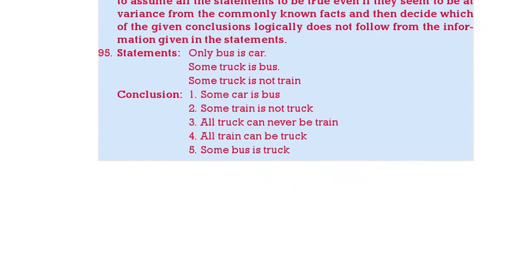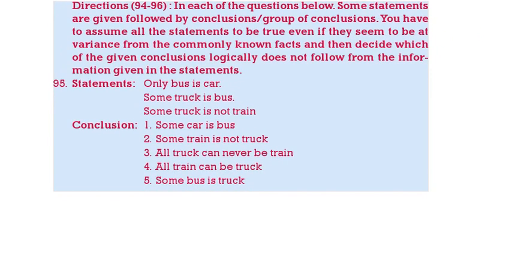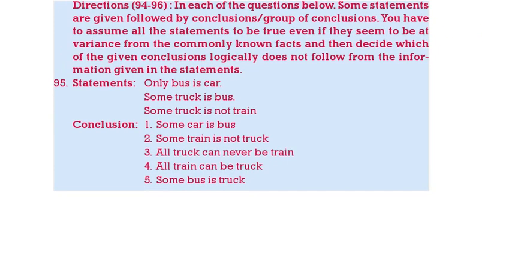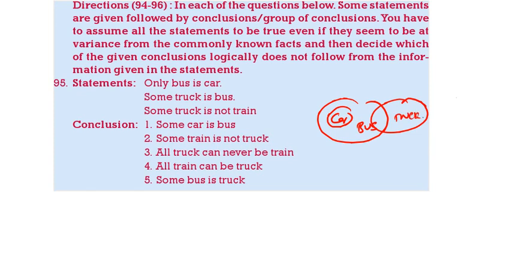Next question. Only bus is car, that means all car is bus. Some truck is bus, some truck is not train. Then some car is bus definitely follows. Some train is not truck: we can't reverse a "some not" statement. Here it is given some truck is not train, we cannot reverse it, so the second one does not follow.